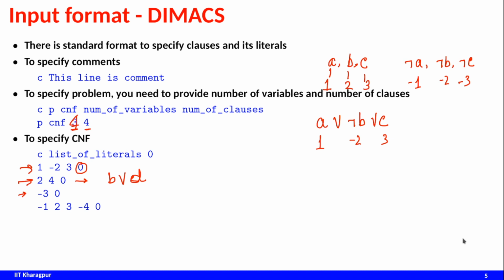This clause means not C. This clause means not A or B or C or not D. So this will be the clause.